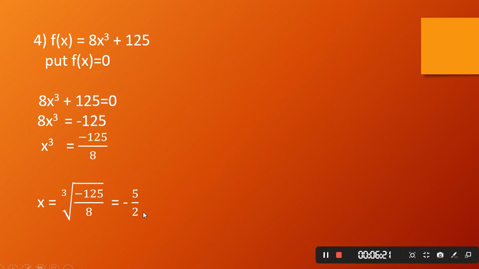What's my last step? Excellent. Z of f equals the set of negative 5 over 2.